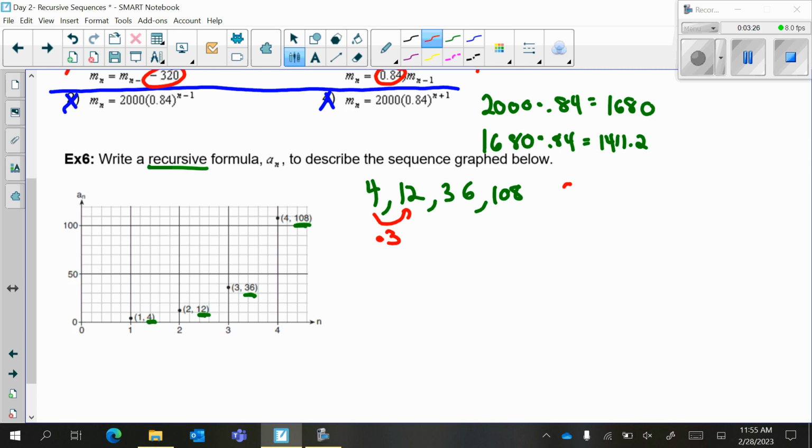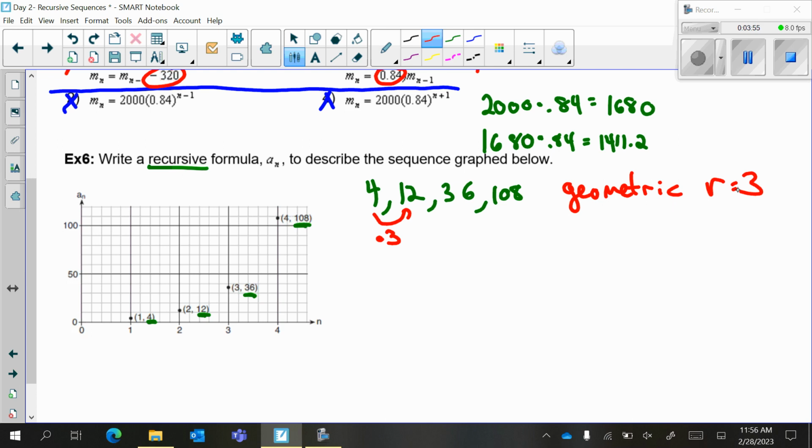Now, because you're multiplying, this is geometric. That's why it resembles an exponential equation, because it is geometric. And your common ratio is 3. And that's why it's increasing, because your ratio is greater than 1, right? If your base is greater than 1, you are increasing. If it's less than 1, it's decreasing.